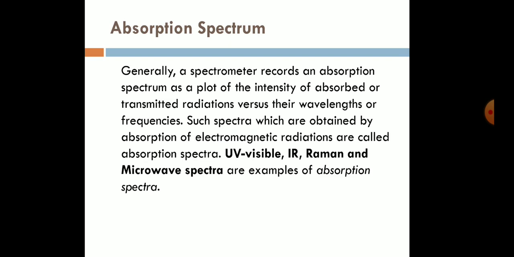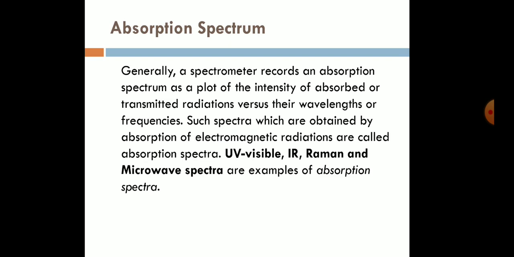Now next we'll take the absorption spectrum. The absorption spectrum is the plot of intensity of absorbed or transmitted radiation versus their wavelength or frequencies. Such spectra which are obtained by the absorption of electromagnetic radiations are called absorption spectra.